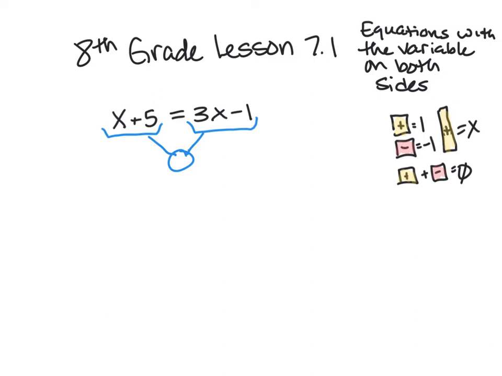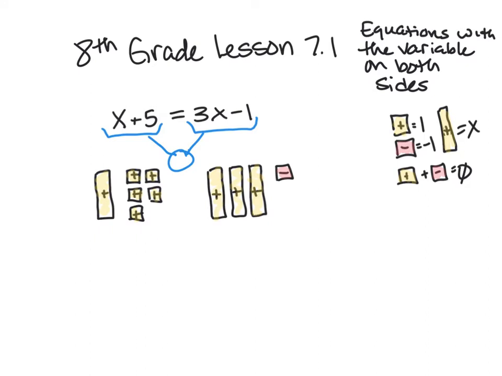So let's go ahead and model each of these, x plus 5 and 3x minus 1. Okay, so I've modeled this. This is 1x plus 5 ones: 1, 2, 3, 4, 5. Over here is 3 x's, 1, 2, 3, and a negative 1 right there. Remember, I have a scale here that I want to keep balanced. But I want to get rid of some of this stuff on each side. I want x's on one side, and I want the numbers on the other side.